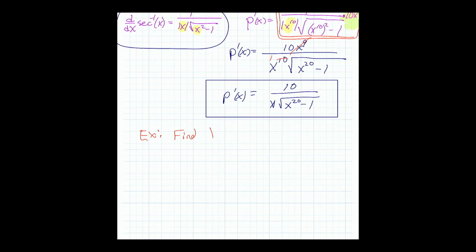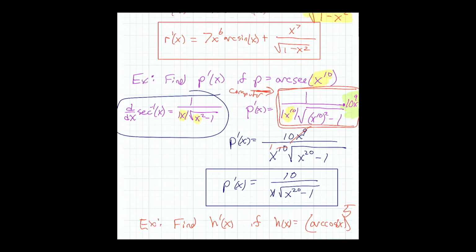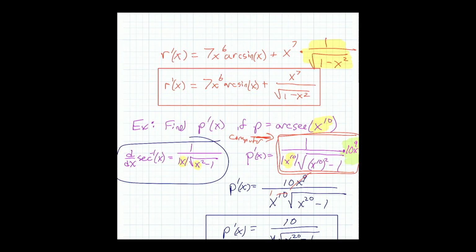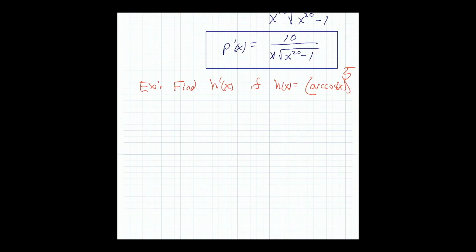Find h prime of x if h of x is arc cos x to the fifth. Right. So what makes this one different from what we just did is where the power is, right? In the last one, the 10 is inside the arc secant, whereas in this one, the entire arc cos is inside that fifth power, okay?